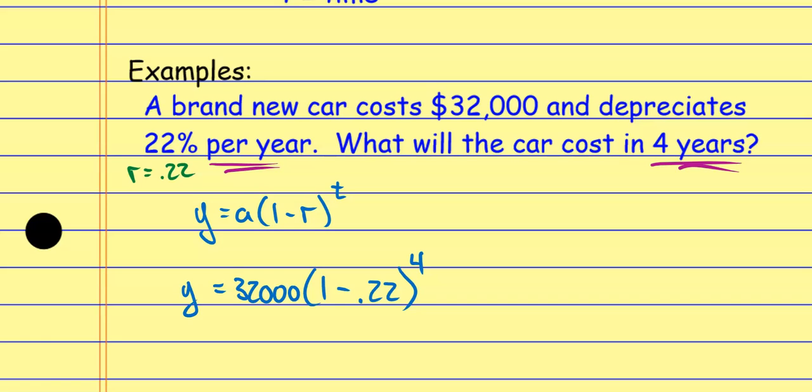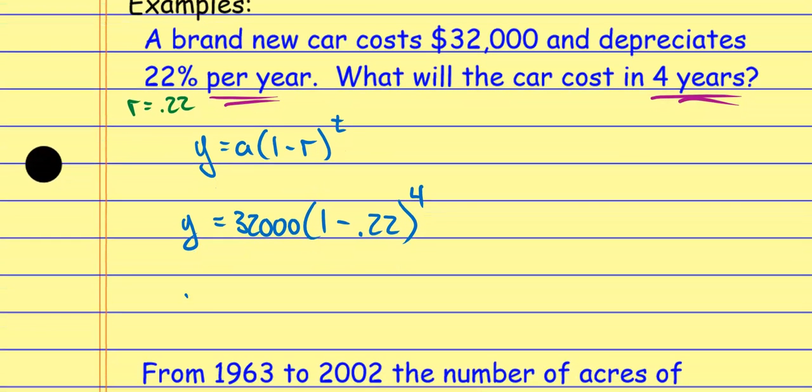And I'm going to do one step by hand, and then we'll plug it into the calculator. So the one step I'm going to do by hand is that subtraction. Well, if I subtract those, that's 78%, 0.78. And again, it's the same thing that we deal with when we're dealing with percentages. I start with 100% and I take 22% off. That leaves me with 78%.